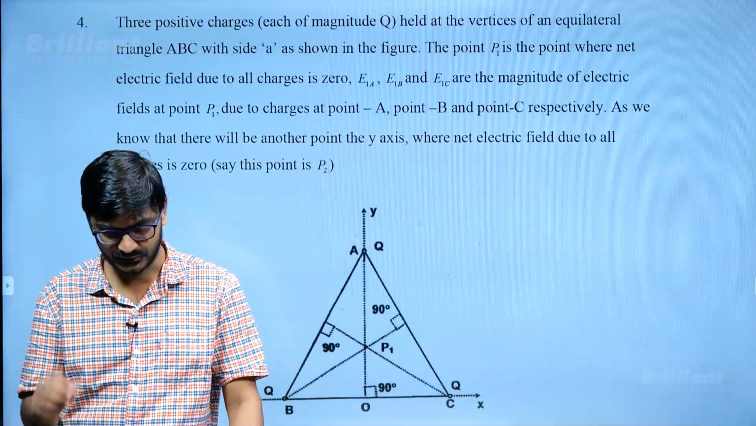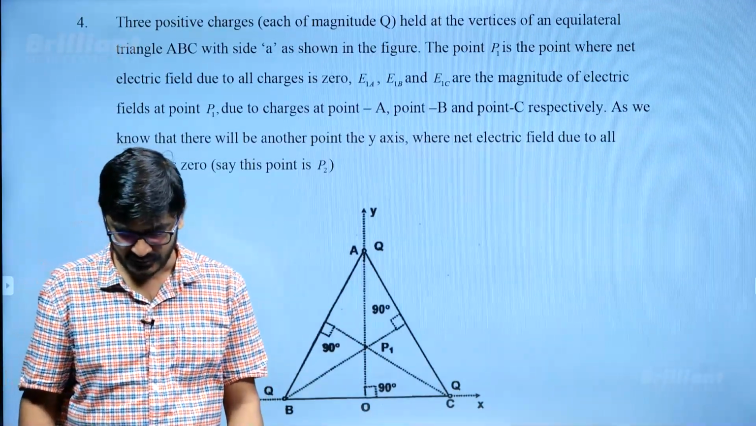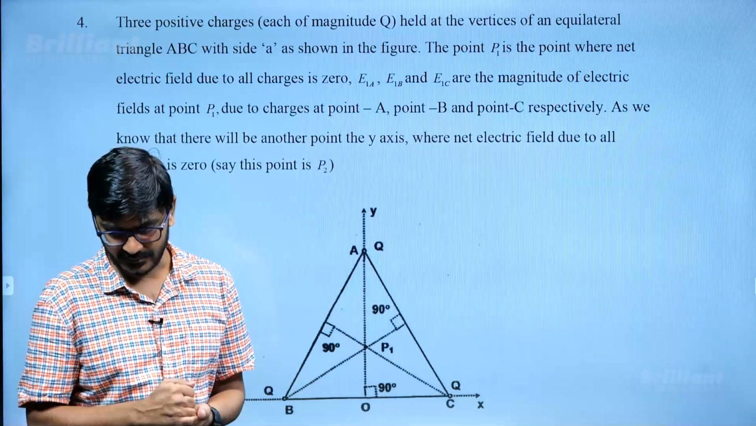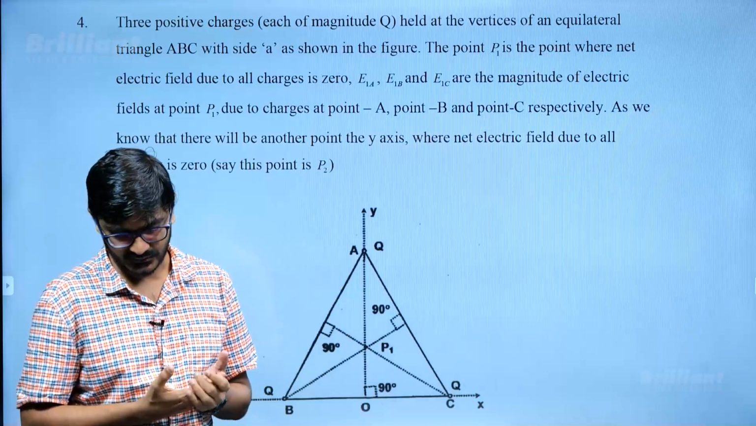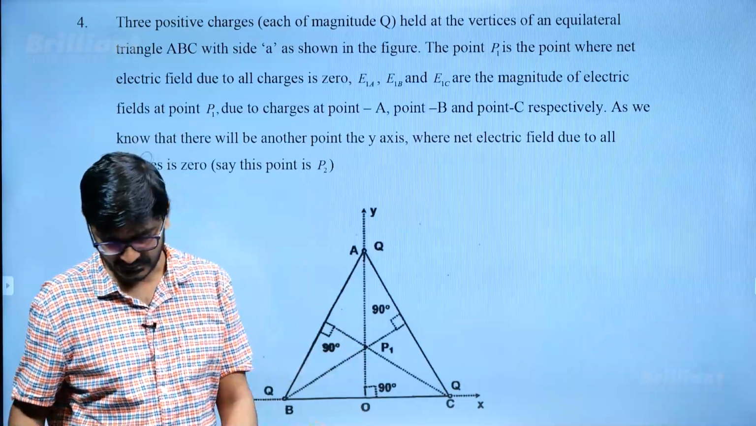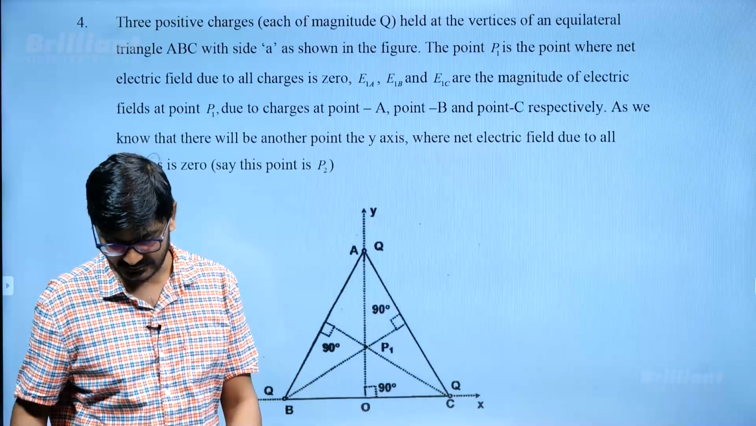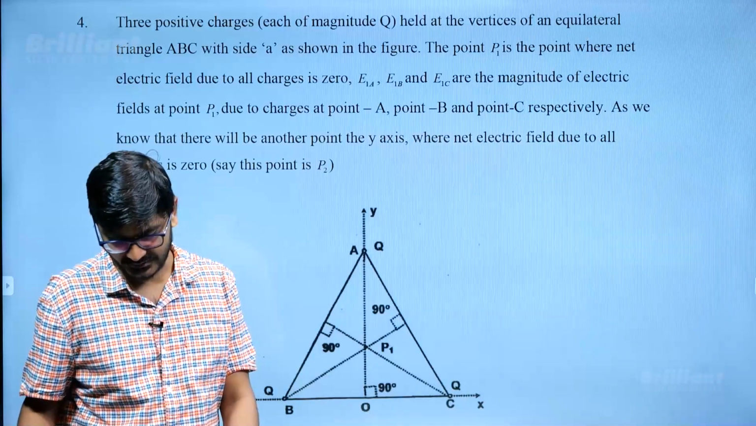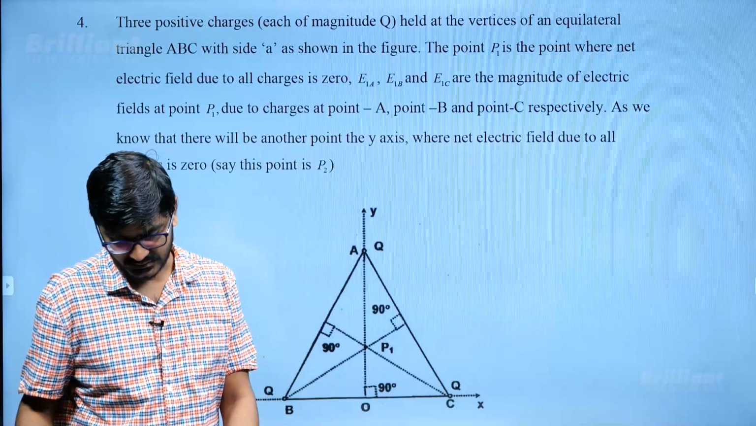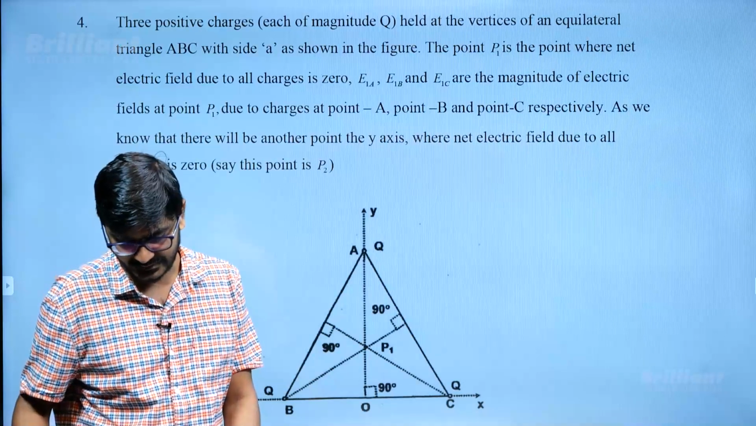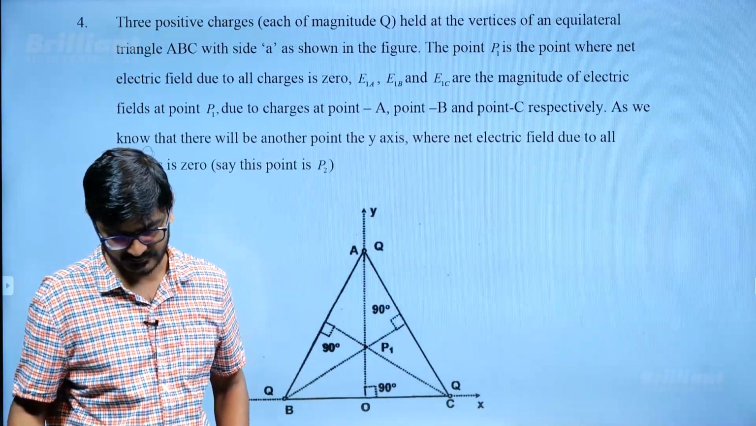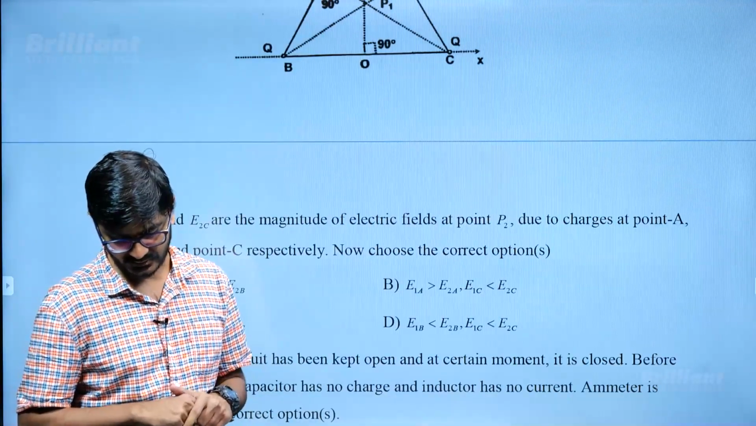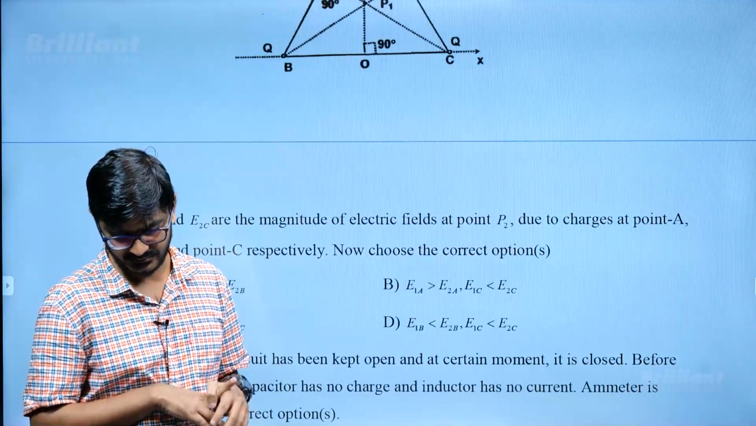Going to the next question: 3 positive charges each of magnitude Q held at vertices of an equilateral triangle ABC with sides A as shown. The point P1 is the point where net electric field due to all charges is 0, that is at the centroid. E1A, E1B and E1C are the magnitudes of electric fields at point P1 due to charges A, B and C respectively. As we know, there will be another point on the y-axis where net electric field due to all charges is 0. Say this point is P2. E2A, E2B and E2C are the magnitudes of electric fields at point P2 due to charges A, B and C.